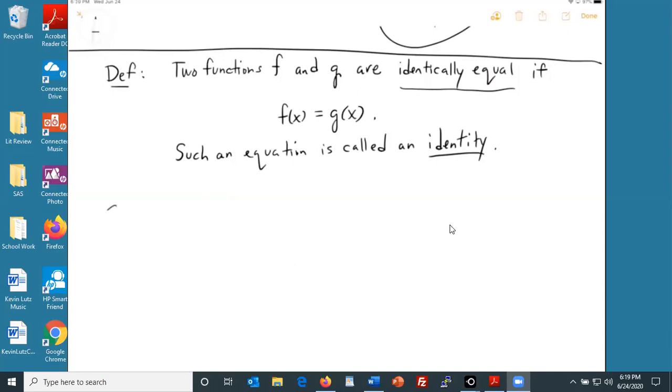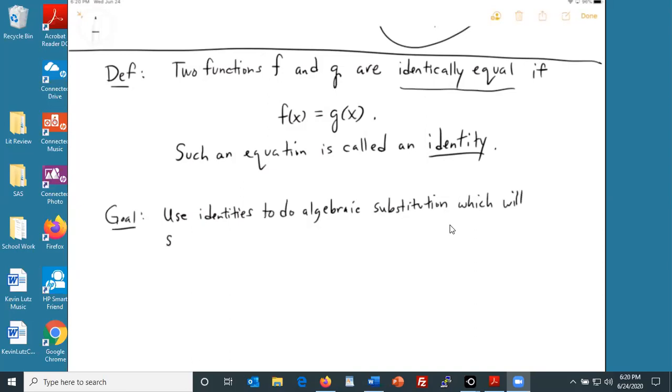So what's the goal here with these? What are we going to be doing tonight? The goal is to use identities to do algebraic substitution, and what will that do? When you use identities as algebraic substitution, these will simplify an expression.